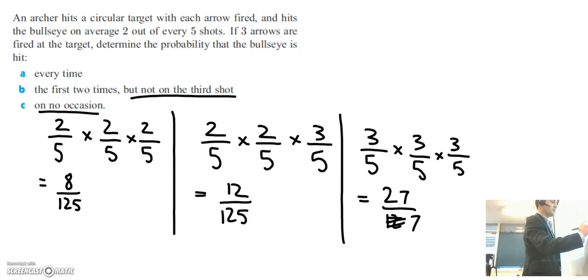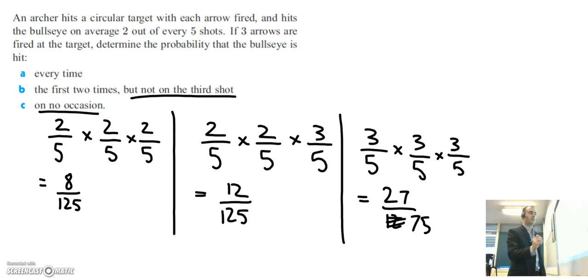I've just realized that they're all going to be 75. 5 5's 25. No, I was right. 125. My apologies. So, there are the probabilities.